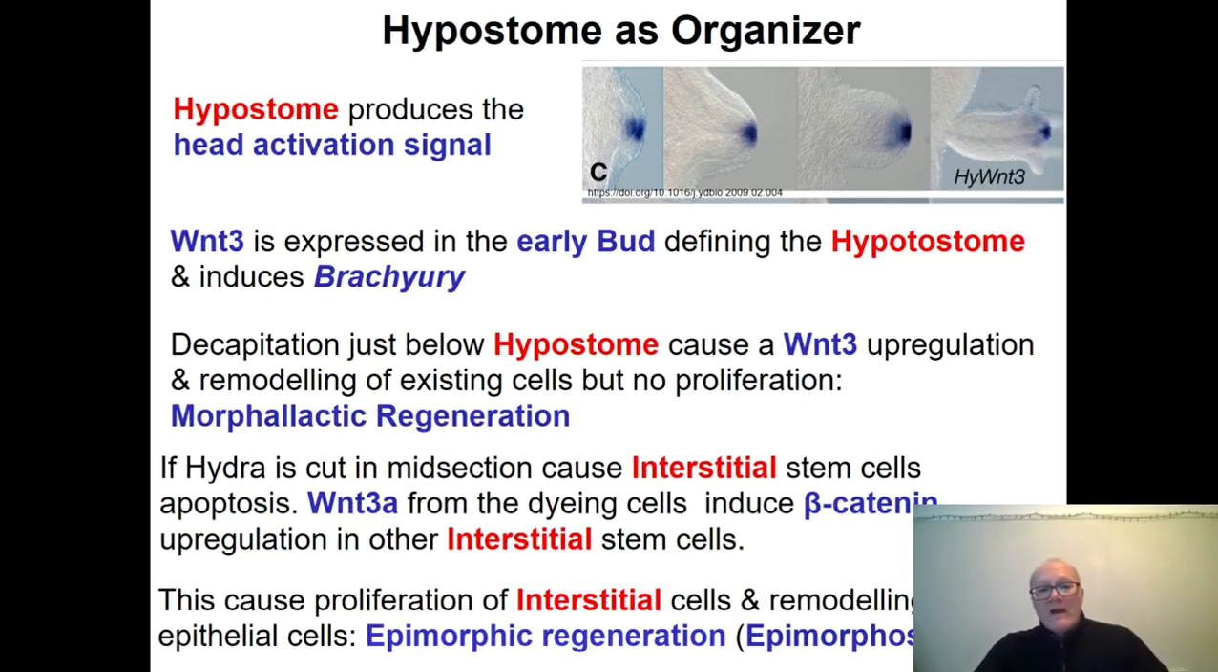So we have morphallactic regeneration just when the cut is just below the hypostome, where the cells change function but do not proliferate much, while if we cut the Hydra in the middle of the body, the interstitial stem cells start to reproduce, they change function, and they repair the damage, so they basically rebuild the new part of the new individual.